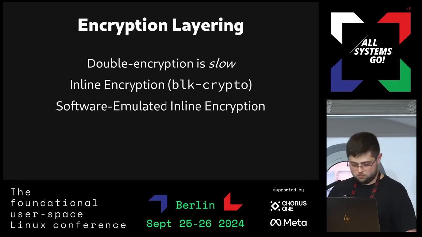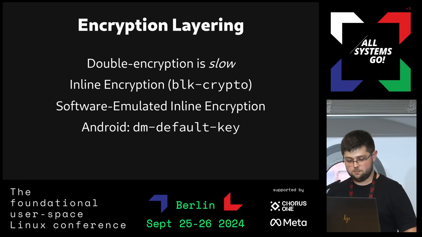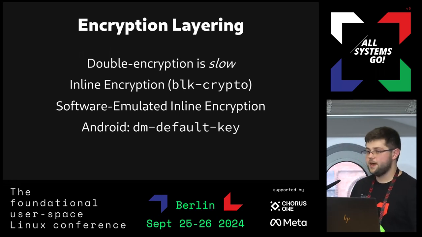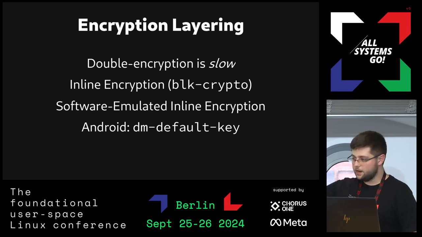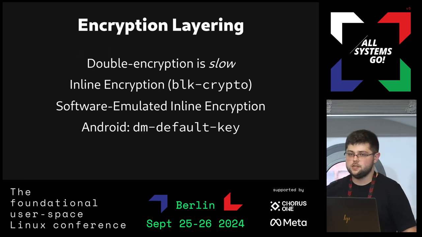So why are we even talking about this? Because Android has a kernel patch introducing something called dm-default-key. Basically, the way block crypto works is whenever anything wants to do an I/O request, it attaches an encryption context, and that goes through the entire layer of file systems, loopback devices, all the way down into the underlying actual block hardware. I mean, that's what it was designed to do.